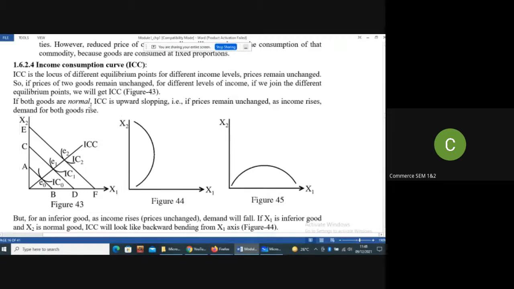Now for an ICC, if both the commodities X1 and X2 are normal goods, then ICC will be upward rising.